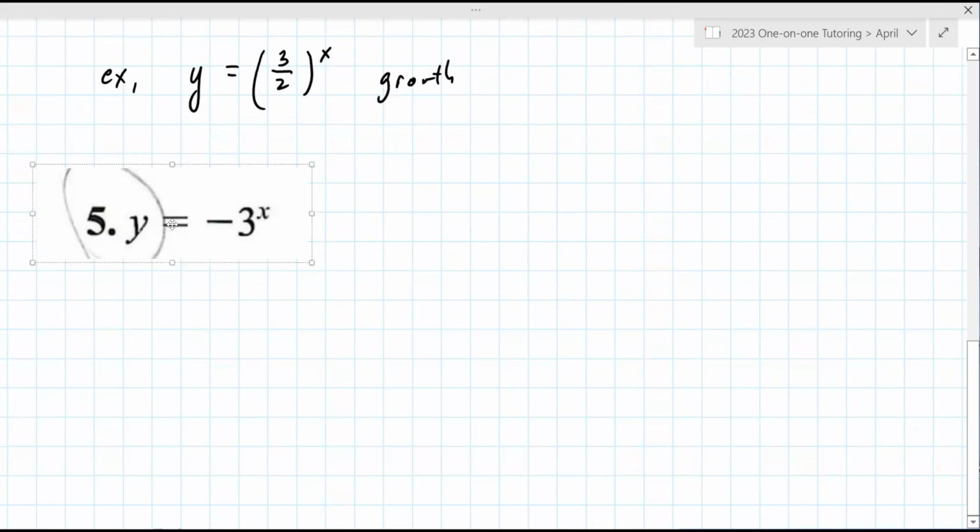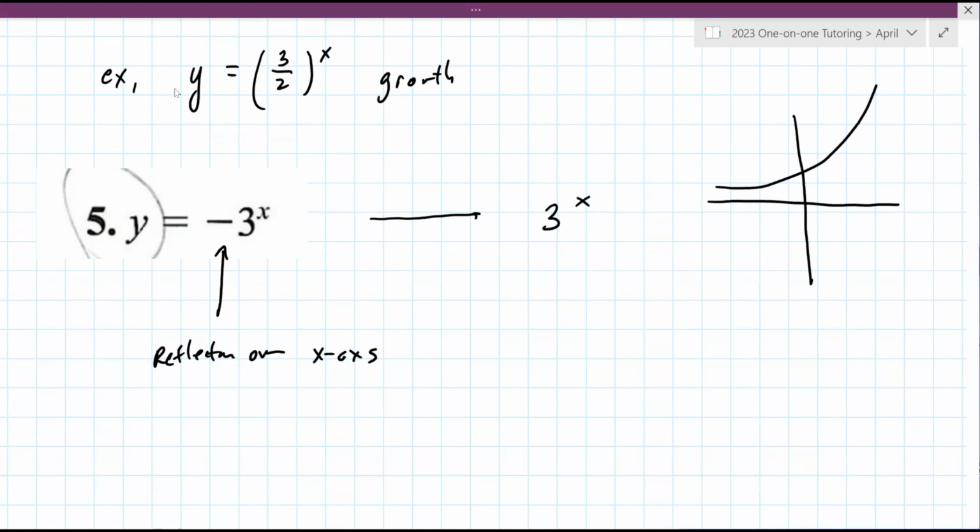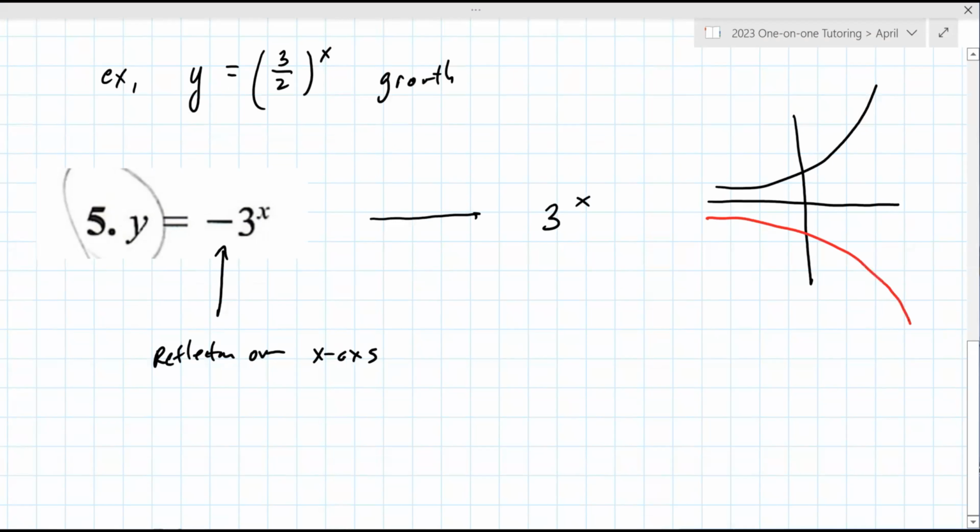So if you could imagine just 3 to the x, what is that, growth or decay? Growth. So it looks like that. This negative in front is a reflection over the x-axis. So it takes this graph that you just said is growth, and it flips it like that. Now I know you can get that from Desmos. I want you to know why it does that though. It is growth, but then this flips it. Any questions on that? No. Okay.